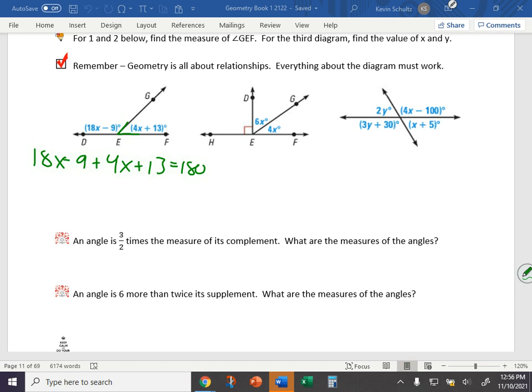How are you going to go about solving that? Think about all the relationships that we have here. There's plenty of options. We've got vertical angles to work with. We've got linear pairs to work with. What can you set up?